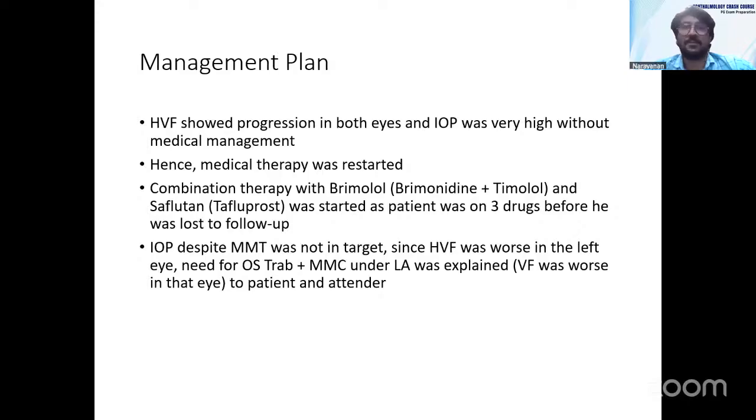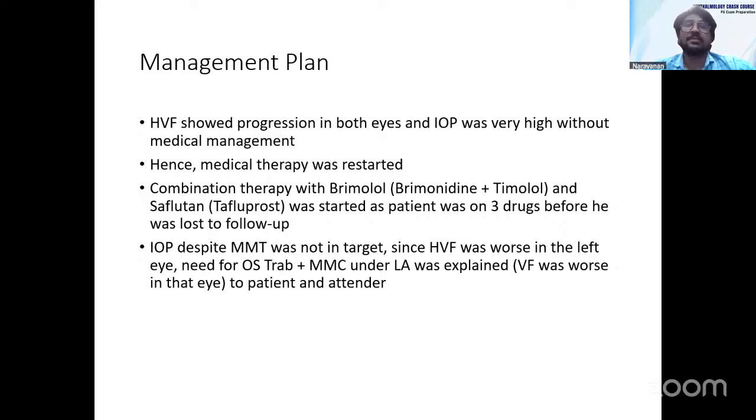management initially restarted for the patient as he had stopped all his medication. So he was started on all the drugs that he was using before he was lost to follow-up. After that, when he was followed up, the IOP, despite maximum medical therapy, was not in target. Since HVF was worse in the left eye, the need for trabeculectomy with mitomycin C in the left eye was explained to the patient and the attender because the visual field was worse in that eye.